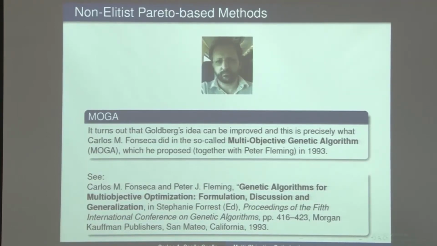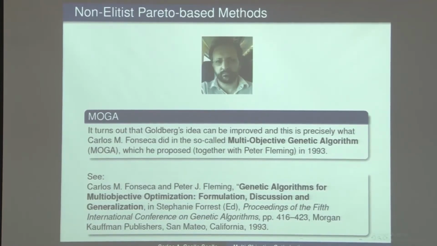Carlos Fonseca, a very smart guy from Portugal, goes to England to do his PhD at the University of Sheffield with a very famous guy, Peter Fleming. Peter Fleming is an automatic control guy. At that time he was already famous in his area.